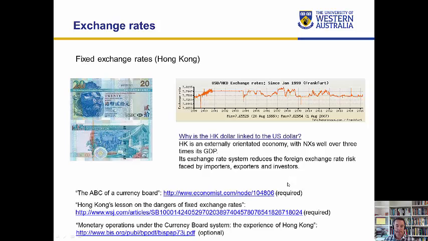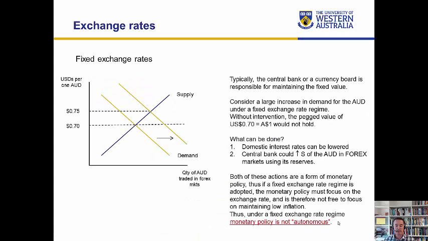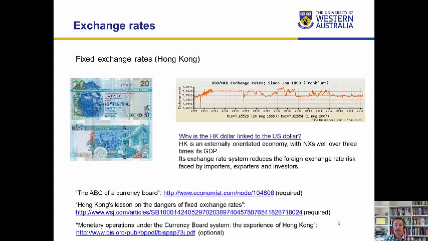So there's a couple of articles there for you to read about currency boards and Hong Kong's fixed exchange rate system. What I've tried to do in this diagram is explain to you in general terms how an exchange rate is actually fixed at a predetermined value, and now it's up to you to learn a little bit more about Hong Kong's fixed exchange rate system in the context of what we're doing. So in terms of fixed exchange rates, you need to understand what they are, how they operate, and the costs and the benefits of a fixed exchange rate system.